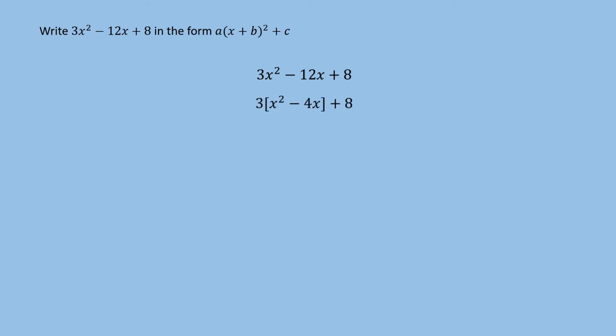You can also complete the square when the coefficient of x squared is not equal to 1. 3x squared minus 12x plus 8. Now we are going to write this one in the form a(x plus b) squared plus c. 3x squared minus 12x plus 8. So we can take 3 out as a common factor from these first two terms. Then 3 within bracket x squared minus 4x, plus 8.